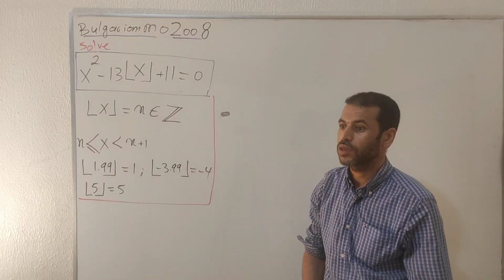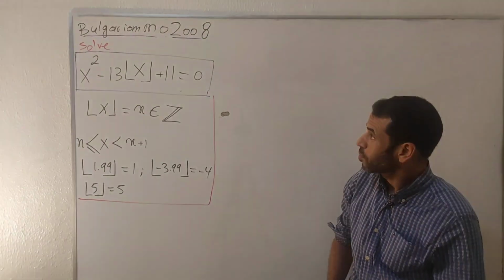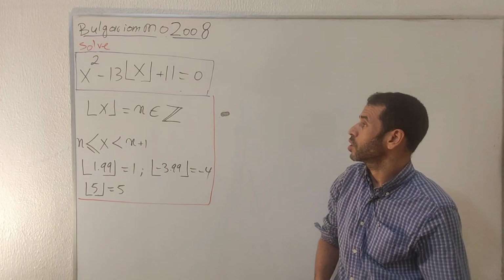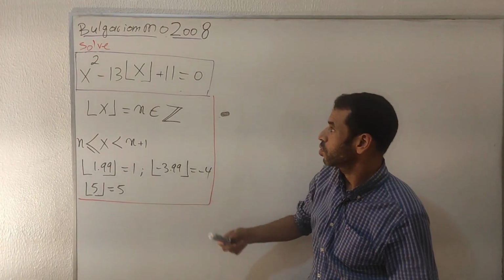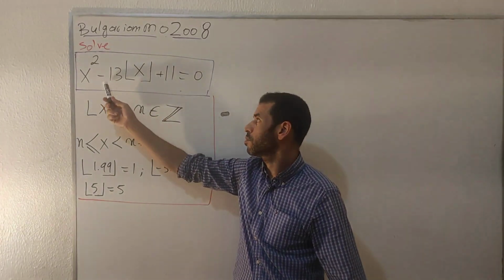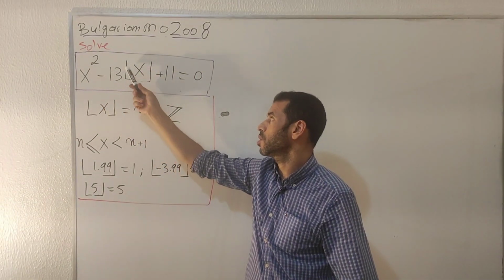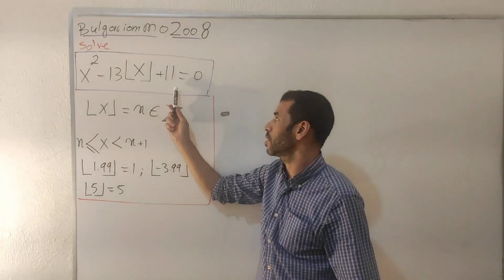In today's video, here is a very nice problem from the Bulgarian Mathematical Olympiad, edition 2008. It is a nice equation involving the floor function. Here is the equation: x squared minus 13 is multiplied by the floor of x, plus 11, equals 0.